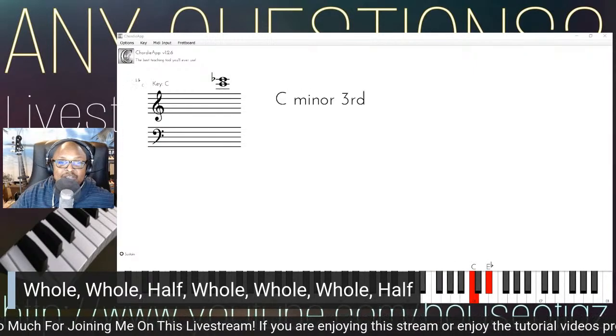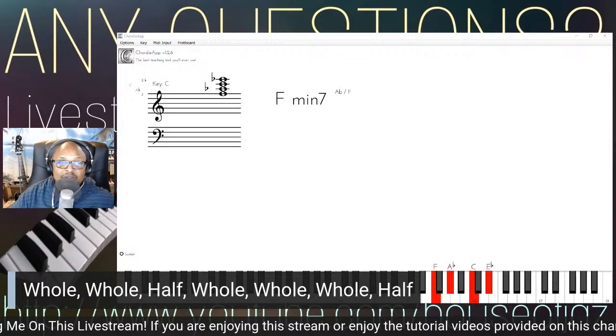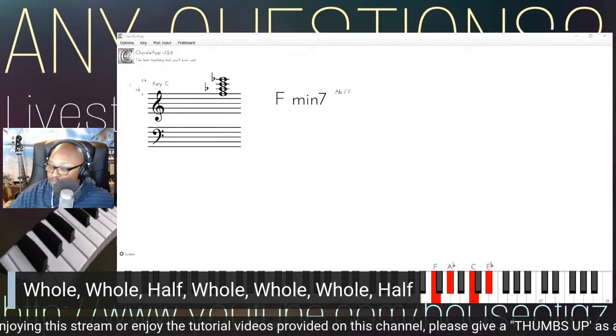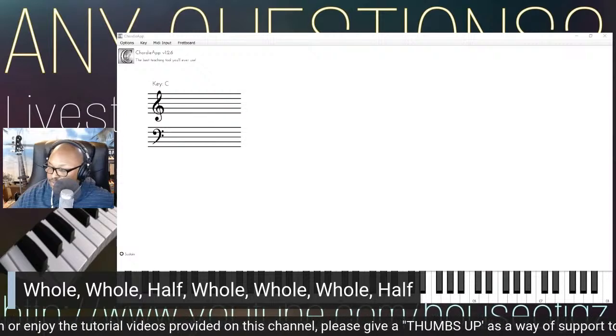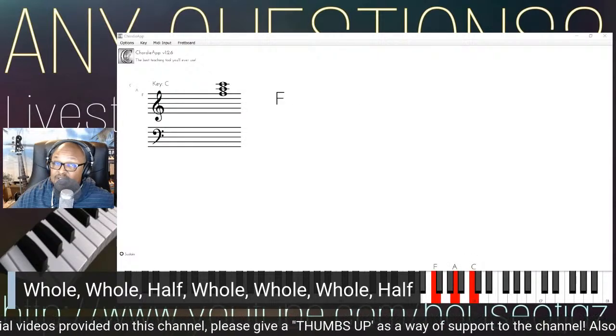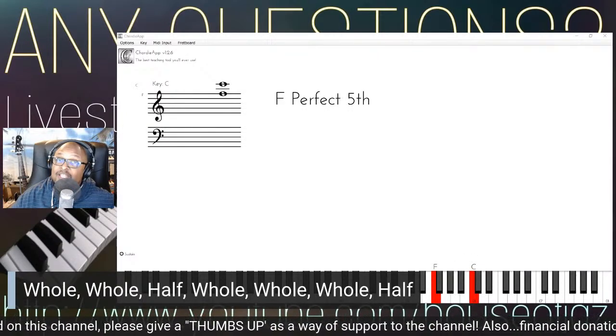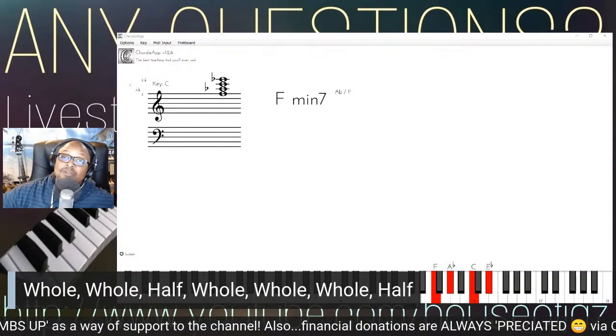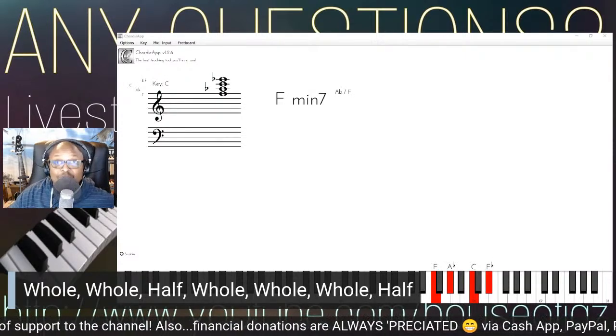F, G, A, that's 3, and drop it down a half step. Now you have F minor 7. If you remember the F major chord, we had F, A, C, and to make it minor, we took that A and dropped it down. So that was F minor. So now to make it a minor 7, you just add the minor 7th note.